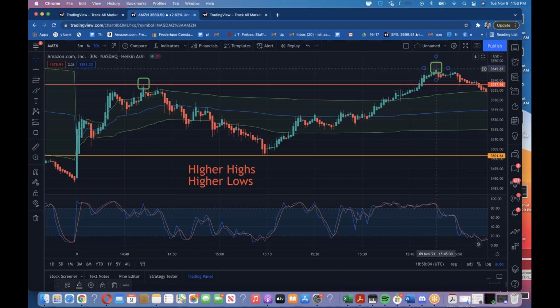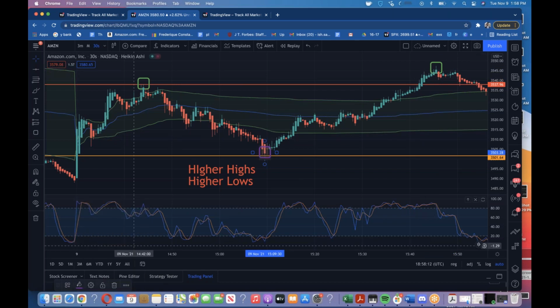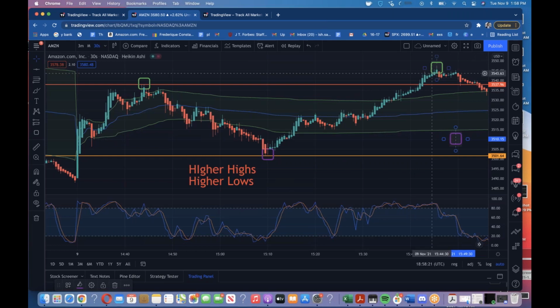Yep, so there's the higher high, right? And let's go ahead and put the higher low in, and let's turn this purple actually, so you guys can see. So the higher low will be purple. And essentially, the stock would be bullish over this line here, because we're going to see a higher low.